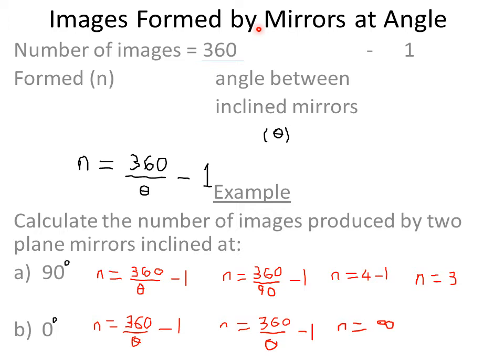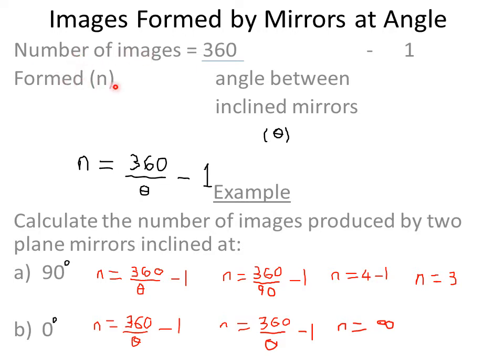So today we'll be discussing images formed by mirrors at an angle. That is, when two or more mirrors are inclined at an angle, what will be the effect on how the images will be formed? Under this there is a formula that we usually use to calculate the images between mirrors at an angle, and this is the formula.